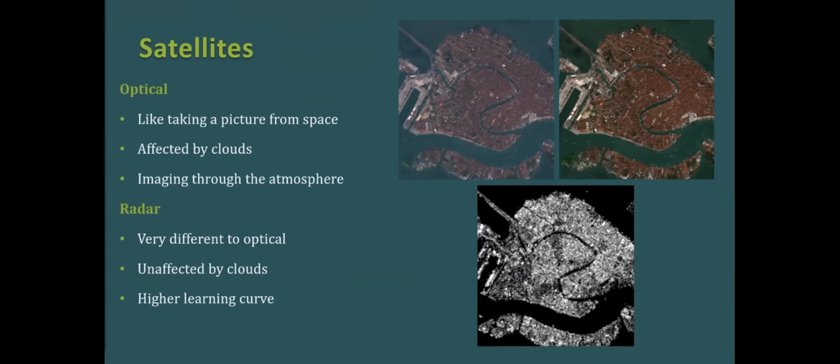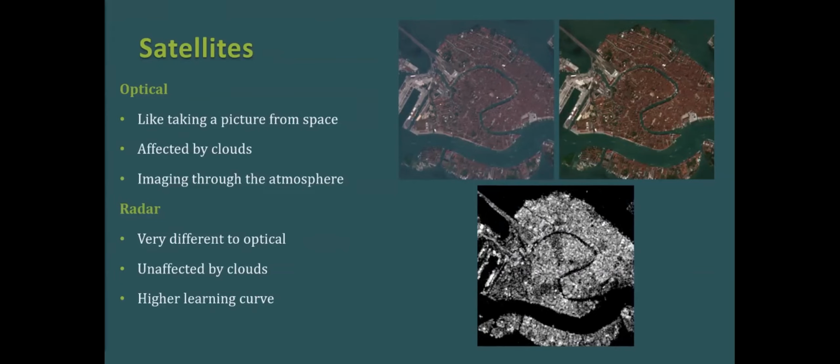To continue with an overview of satellites, we can roughly split them into two groups. You have optical satellites and radar satellites. Optical satellites will be familiar to most people, I think, because it is essentially like taking a picture from space. Now, since you are in space, you are affected by clouds and you are imaging through the atmosphere. So if you have a look at the top two images, the one on the left, it's slightly blue, it's slightly hazy. Well, that is the atmosphere. So then someone invented the so-called atmospheric correction algorithm, which essentially estimates what the ground would look like without the atmosphere. So that is the atmospherically corrected data, and you can actually access both.